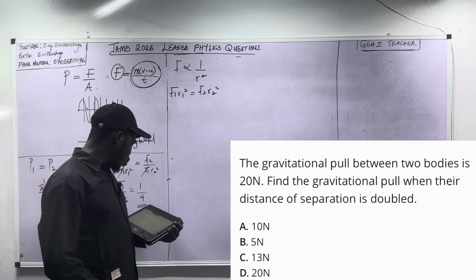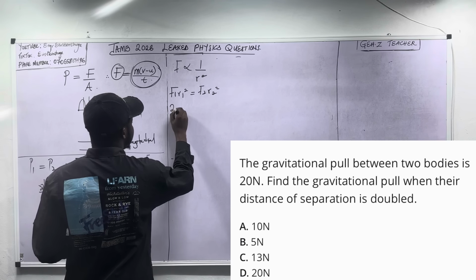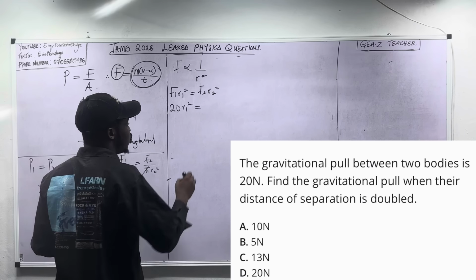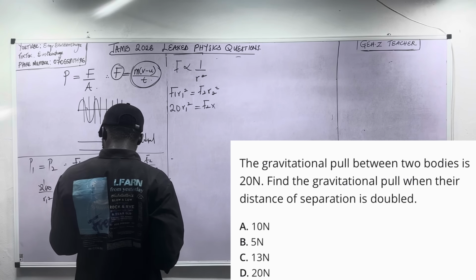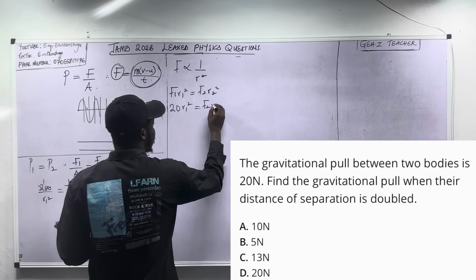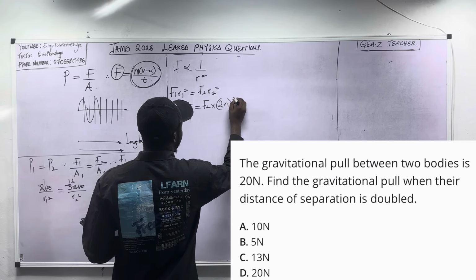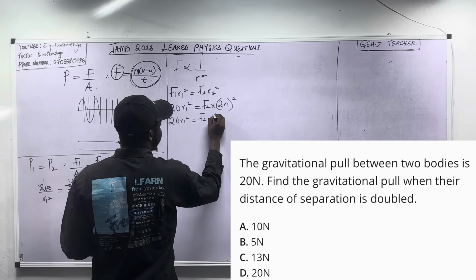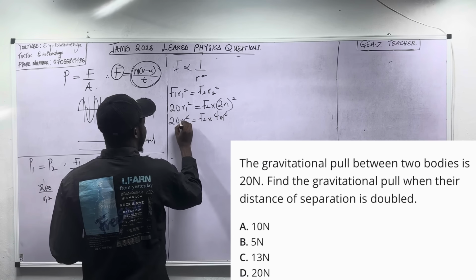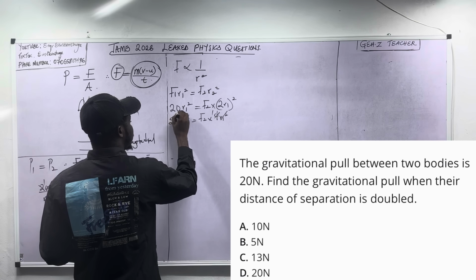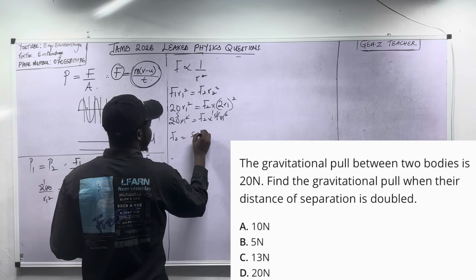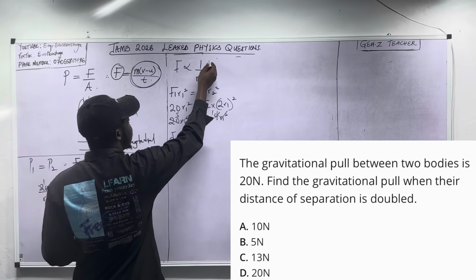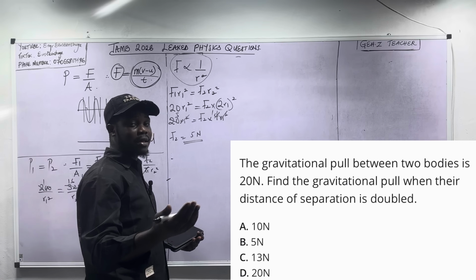Now the first force was given as 20 newtons, and then we have R1 squared, but R2 is now twice the initial one, so R2 becomes 2 R1. Don't forget the square. So 20 R1 squared equals F2 times 2 squared, which gives you 4, R1 squared. R1 squared takes R1 squared. 4 into 20 is 5. So the next force should be 5 newtons. If you observe, the force reduces when you double the distance because they are inversely proportional. The more the distance, the less the force.